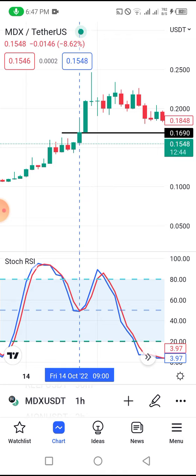In our next session, I'm going to take you through how to determine the take profit percentage. This one is just on how to determine an entry point using the stochastic.